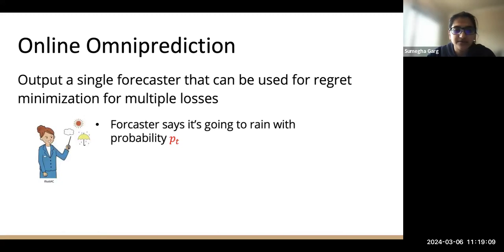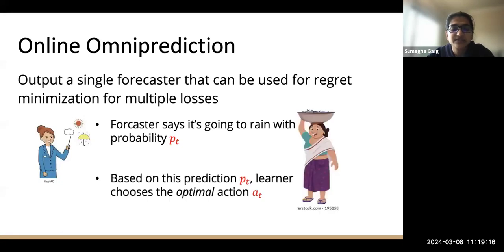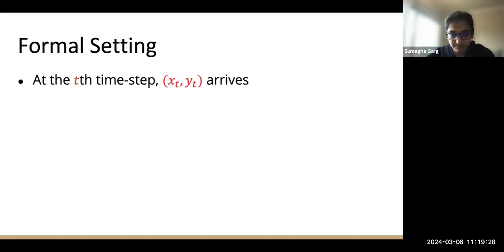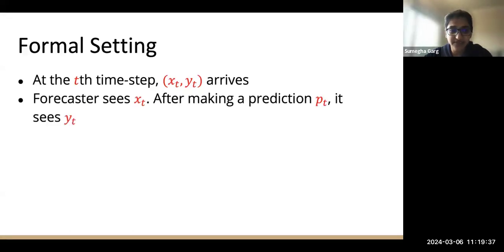So again, at a high level, the forecast is saying it's going to rain with probability PT, and based on this prediction PT, the learner chooses the optimal action AT. So this is the setting. And now the question is, what is the guarantee that we want from these predictions PT? The formal setting is, at the t-th time step, the feature vector, label pair arrives. Then the forecaster sees the feature vector xt, and makes a prediction PT, which for example is the predicted probability of rain. After that it sees the label YT.